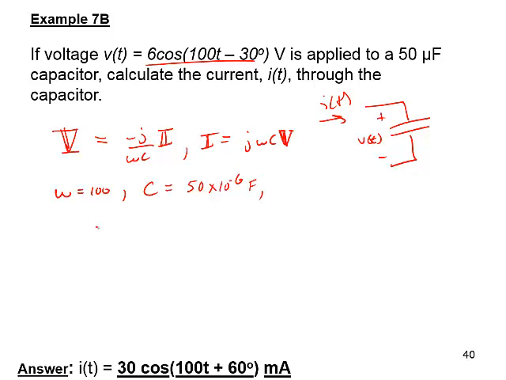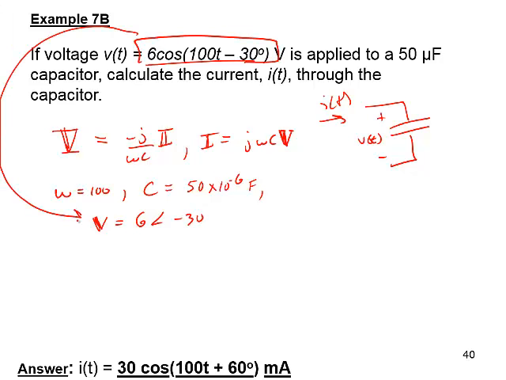And V equals 6 angle minus 30. That's just taking this thing and doing a phasor transform. So therefore, I is just going to be j times 100 times C, which is 50 times 10 to the minus 6, times 6 angle minus 30.